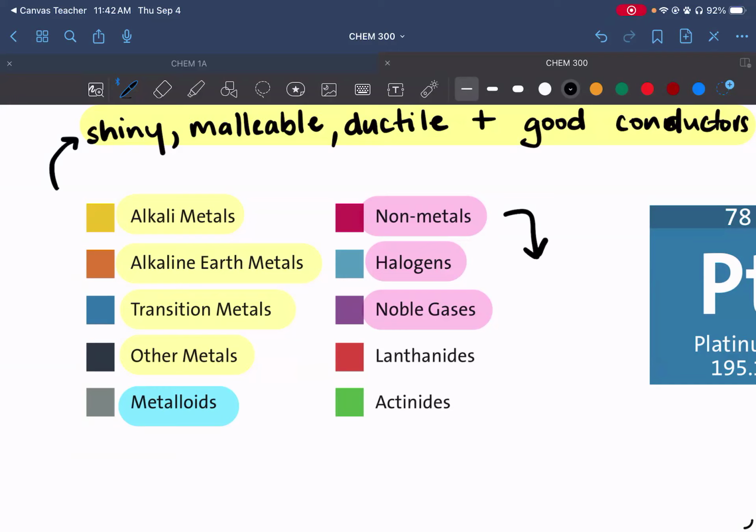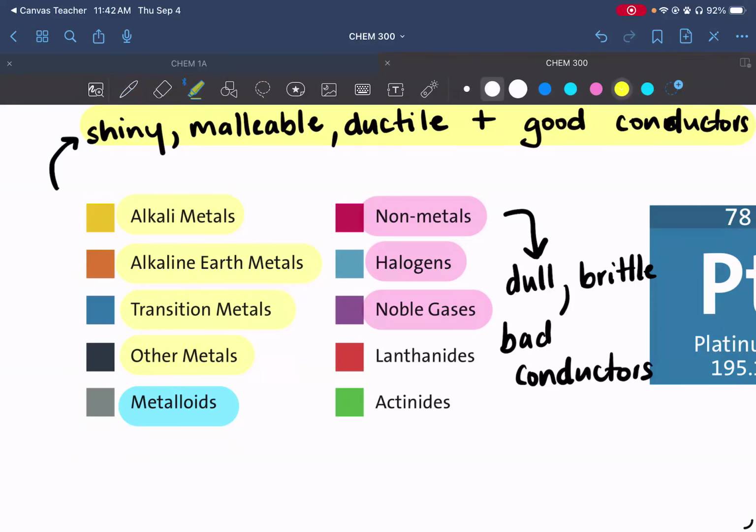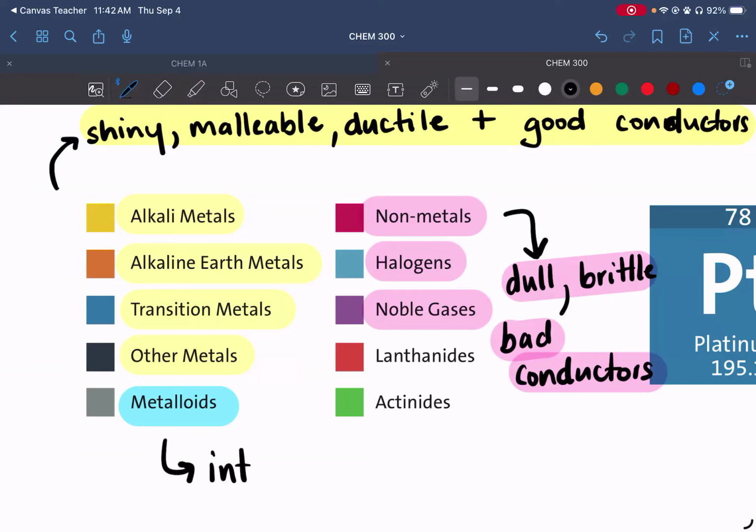Non-metals are expected to be the opposite. They're dull, they're brittle, and they're bad conductors. And finally, metalloids have overlapping characteristics, meaning that they have characteristics of both metals and non-metals. So we just like to call them intermediates.